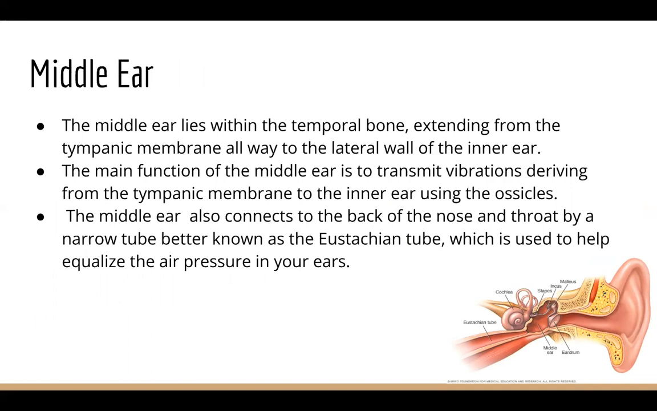The middle ear lies within the temporal bone extending from the tympanic membrane all the way to the lateral wall of the inner ear. The main function of the middle ear is to transmit vibrations deriving from the tympanic membrane to the inner ear using the ossicles. The middle ear also connects to the back of the nose and throat by a narrow tube better known as the eustachian tube, which is used to help equalize the air pressure in your ears.